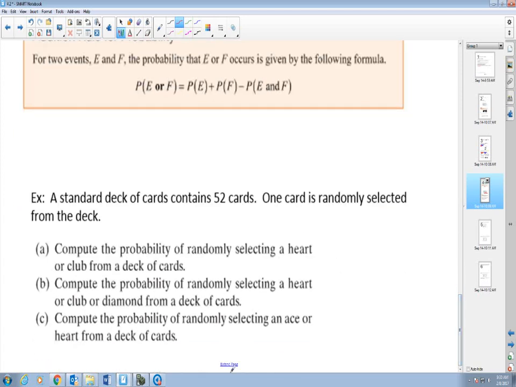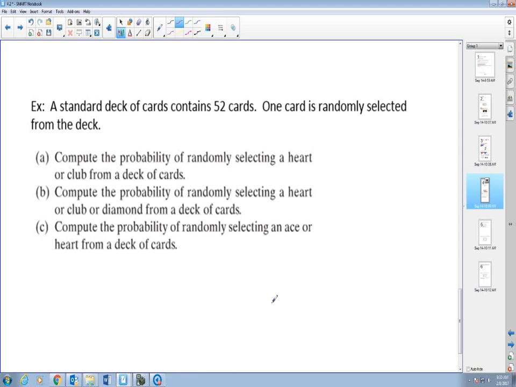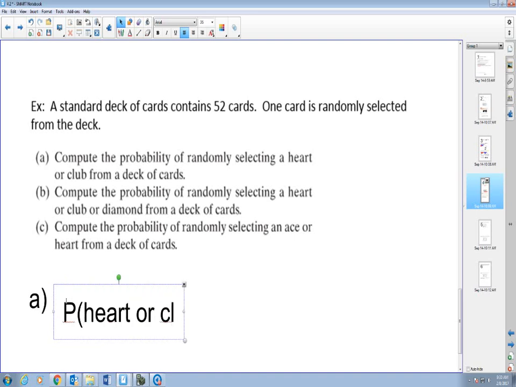So for example, what you're looking for here is the word or, and you got to think about, are my events mutually exclusive or not? So if we do A, compute the probability of selecting a heart or a club from a deck. Alright, probability of selecting a heart or a club.